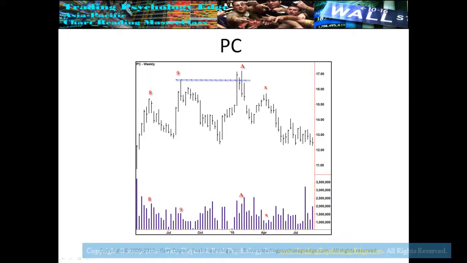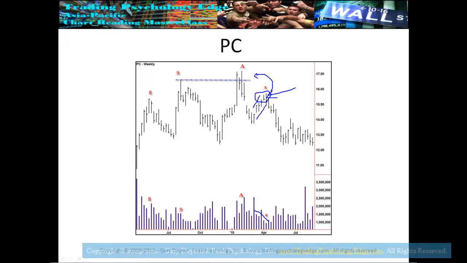We're coming down, we make this big move down here, and now look at the light volume on this rally. This is a test of the upthrust. It's testing the upthrust, and we're seeing no demand on that test. Perfect spot to go short.